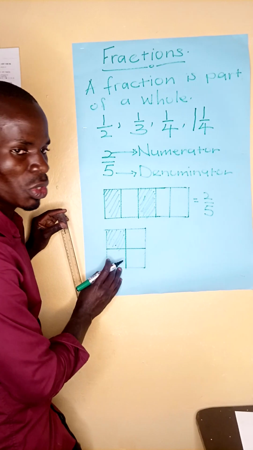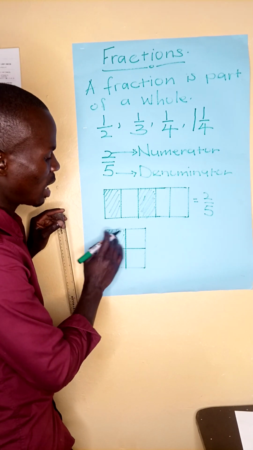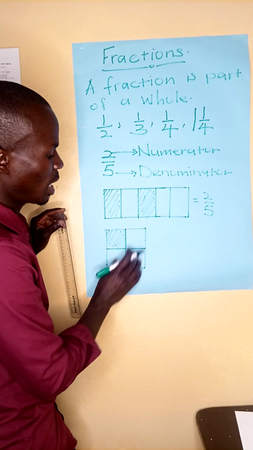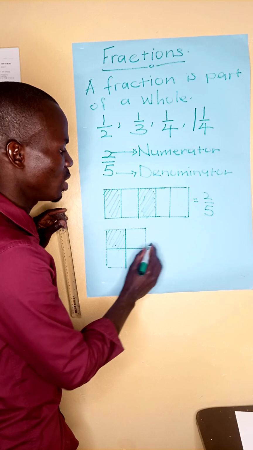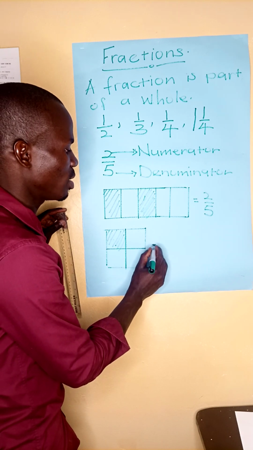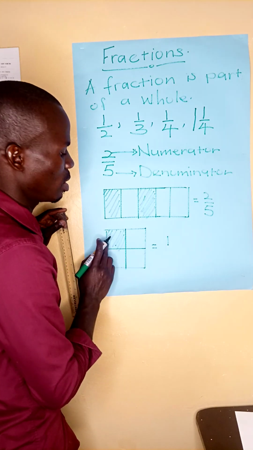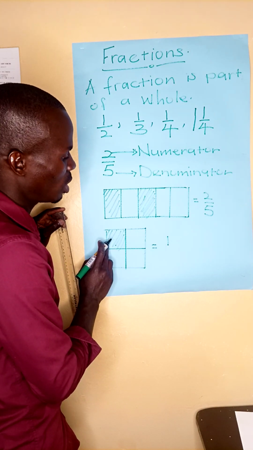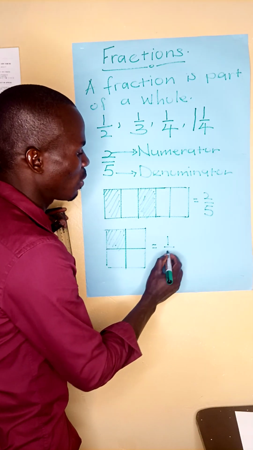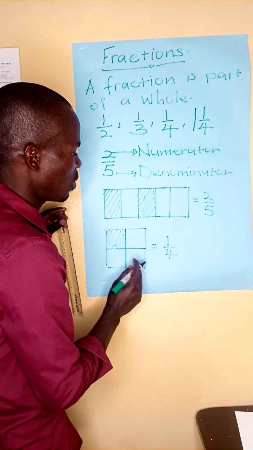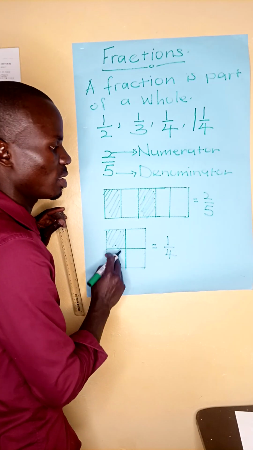This is how it is drawn. You draw 4 parts and you shade 1 part. This is how it is drawn. Then when you are writing the fraction, we write 1, standing for the one part we have shaded, out of 4. The 4 representing the total number of parts.